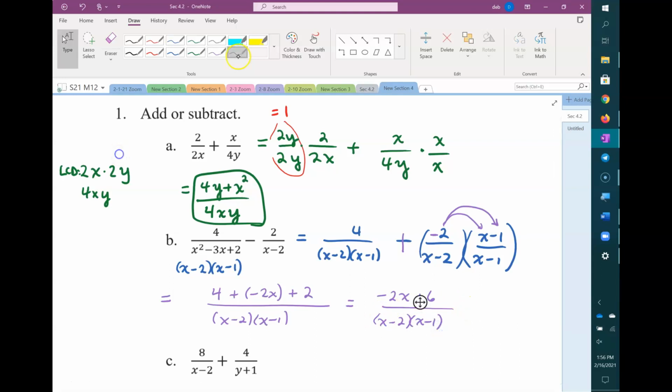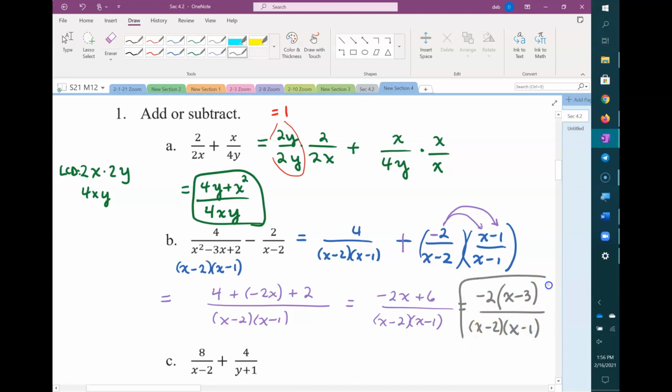And then you should at least check to see if there are any matching factors in the numerator and denominator. So I'm going to factor out the -2 and have x minus 3 over that denominator, and nothing is going to cancel here. So that's my final answer. I prefer factored, but either one is acceptable. So the purple answer is fine, but you do need to at least check and see if they have any common factors.